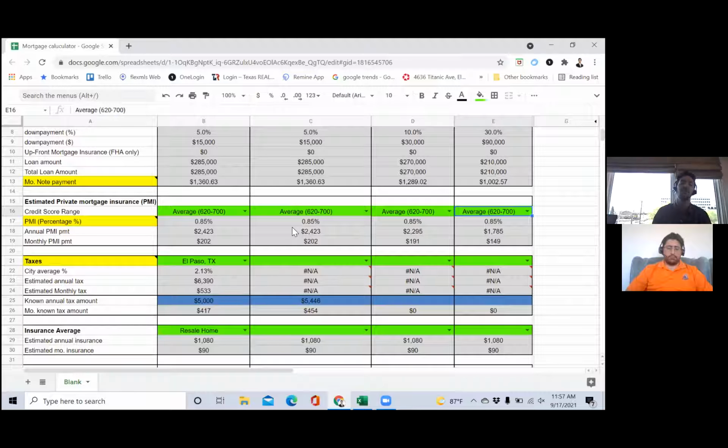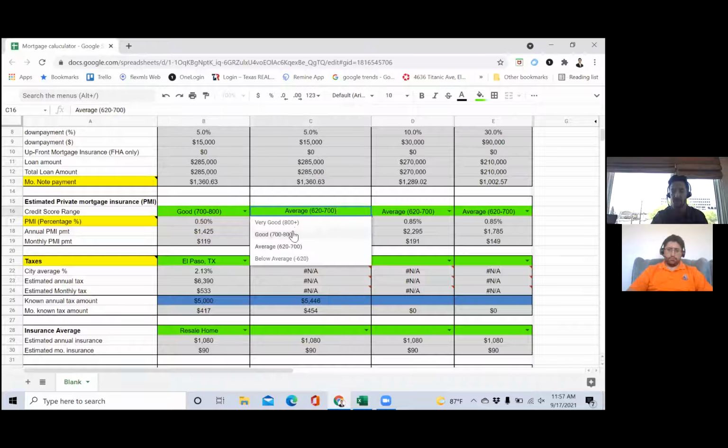Again, another reason why I would choose conventional if I qualify for it. For the purpose of this scenario, I'm going to go with the average credit score and calculate a 0.85% PMI. The annual PMI is about $2,400. Monthly payment is about $200. That actually might be a little bit high. Let's go with good. I'm hoping most of our viewers have good credit, so let's go with good.